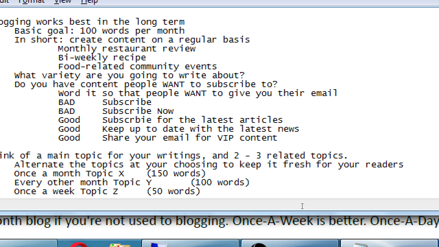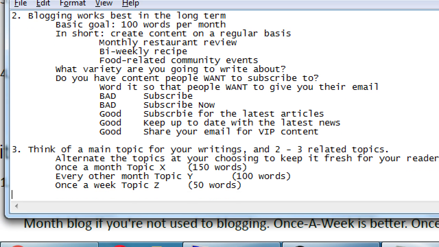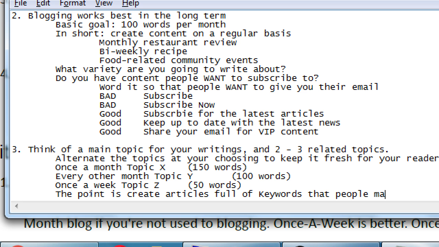You may think that's a very short article. Sure, but you're creating content. You're creating, as we will see going forward, content with keywords of what people are searching for. The point is, create articles full of keywords that people may search for.